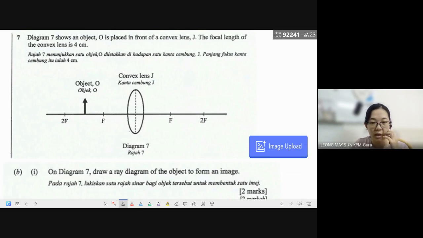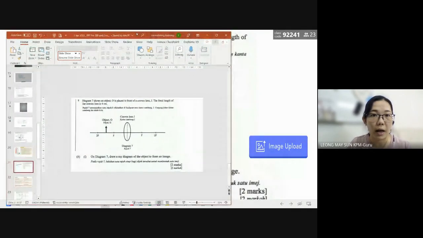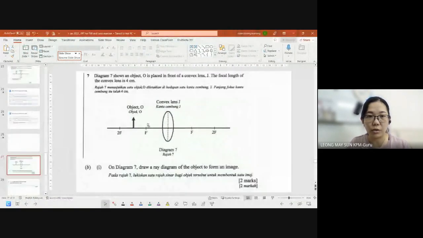Now next is the ray diagram. I'm going to draw the ray diagram for you guys first. So I'm going to open this back. I'm going to draw here first before I ask you guys to show me your working.